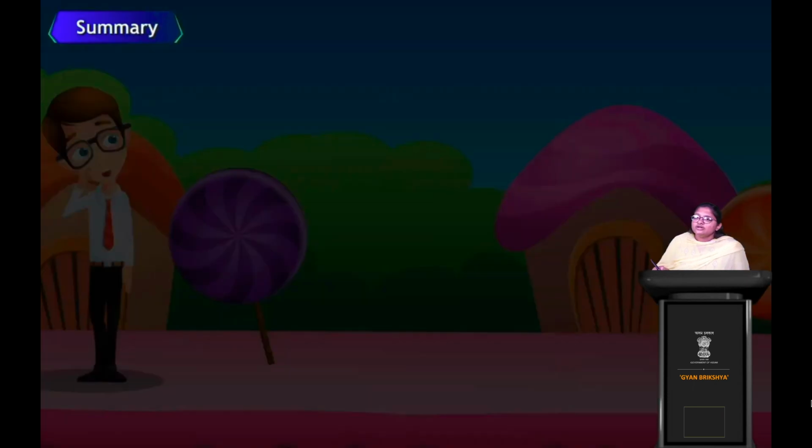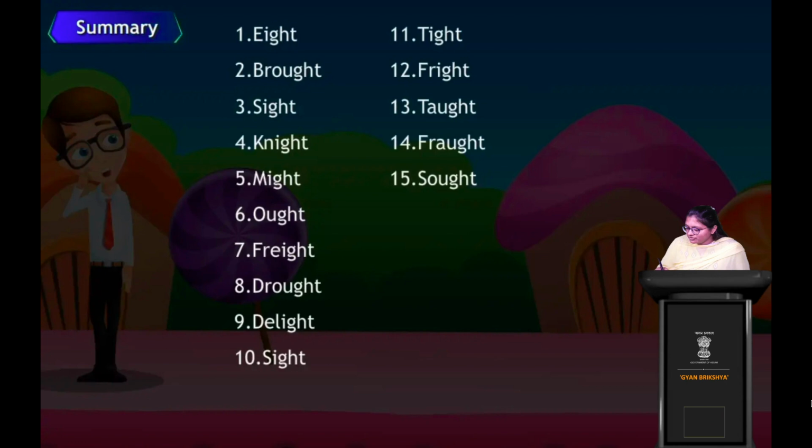Okay, now, so let's summarize what we have discussed today. Let's take a look at the quick summary. So these are the words that we have focused on, the GHT sounds that we have talked about today. Earlier, the teacher told us that there are 26 alphabets and we have 42 sounds, right? Do you remember the teacher telling this?